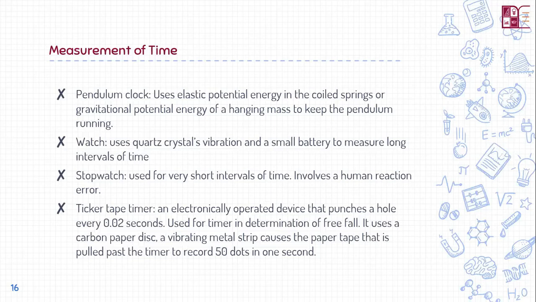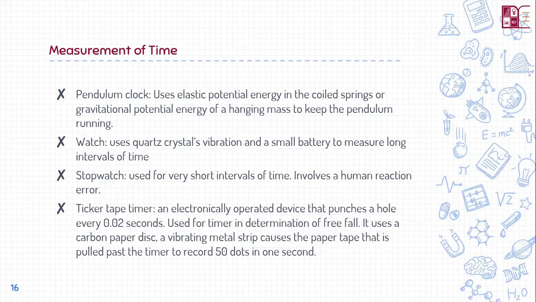So, a mass is attached to a string, and it's like a pendulum, so it swings from one end to the other and back. So this complete motion is what measures the time. It could either be using elastic potential energy in the coil spring, which could be powered by the battery, or it could be from a hanging mass, powered by the gravitational potential energy. When we're looking at watches, they use quartz crystal vibration and a small battery to measure long intervals of time.